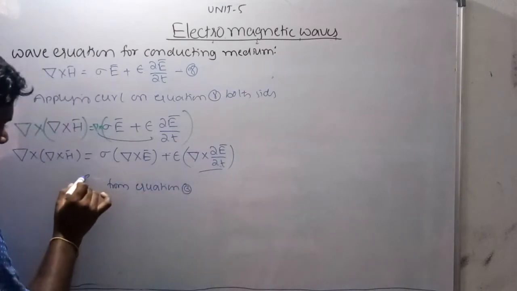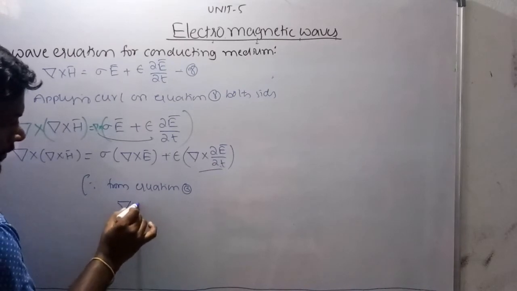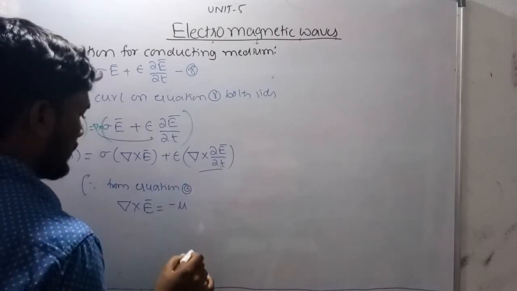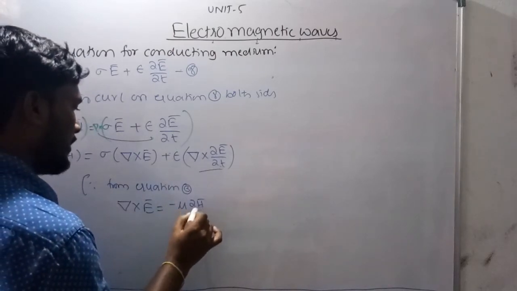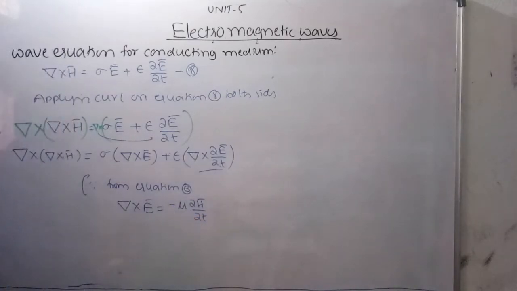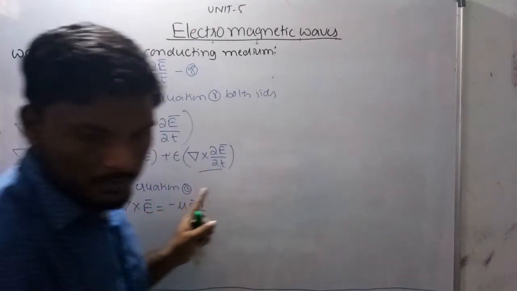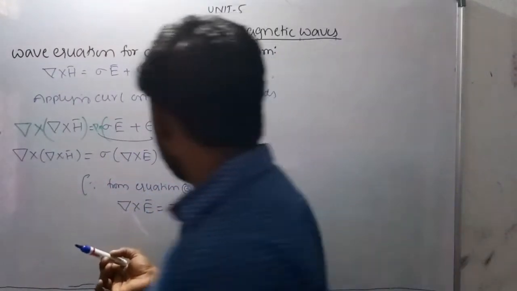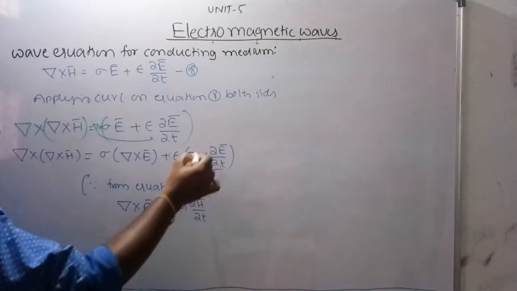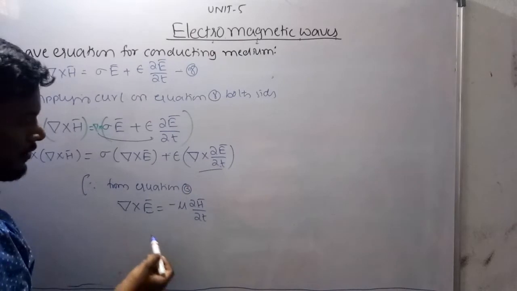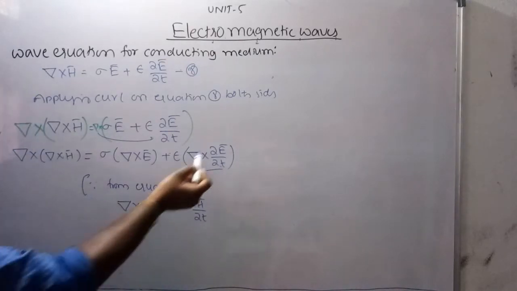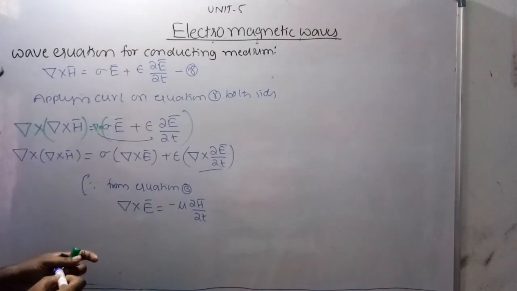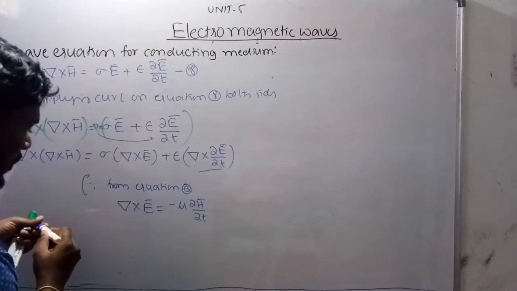What is equation 3 here? Del cross E bar equals minus mu times dou H bar by dou t. It is your equation 3. In my equation, there is a term del cross dou E bar by dou t, but here I have only E bar. So to get dou E bar by dou t, what do I need to do? I want to do the differentiation on both sides. If you differentiate both sides of this equation, what will you get here?